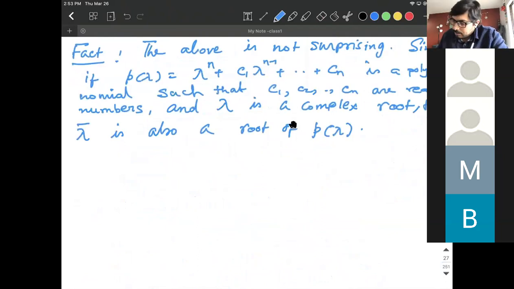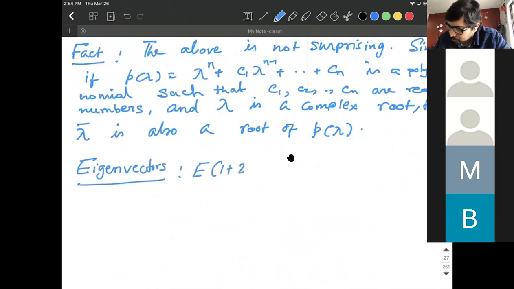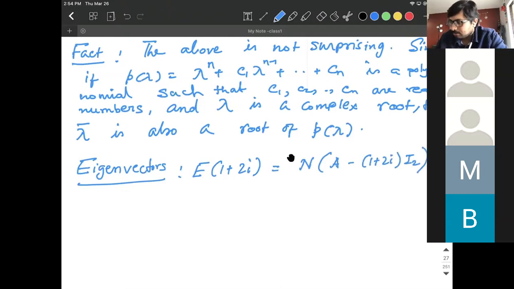So these are the two eigenvalues, 1 plus 2i and 1 minus 2i. Now, what about the eigenvectors? So E of 1 plus 2i now. This is a complex eigenvalue. So this is the null space of A minus (1 plus 2i) I2. So forget about complex numbers. The operations that you are doing should be exactly similar. Just remember that i square is minus 1. That's all it is.